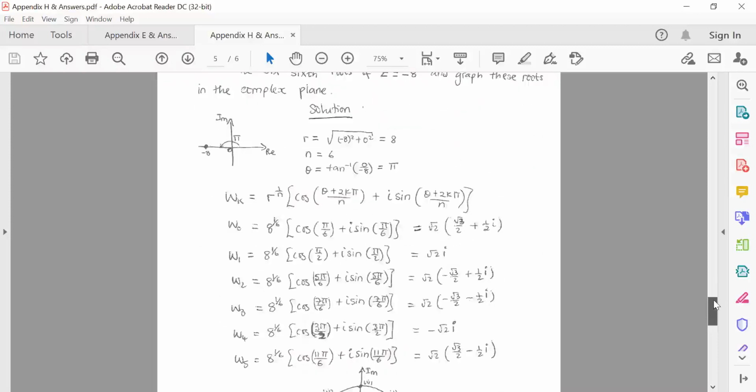All right, let's see. So W0, and the good part about this question is that this value here, you can actually simplify. So W0, we say r to the power 1 over n. Remember, n is 6. So it's 8 to the power 1 over 6, cos of, you need to simplify this. So theta there is pi. Your k there is 0. Your n is 6. So you agree, it's just pi over 6, since this whole term is going to fall off. Hence, the reason why you have this. And if you simplify, 8 to the power 1 over 6 is just root of 2.